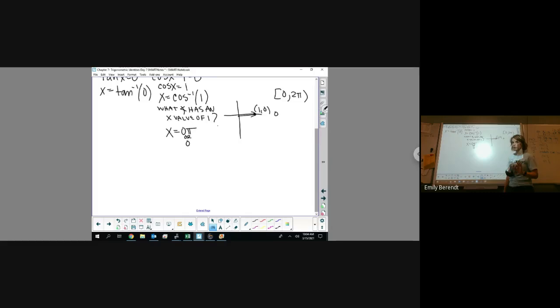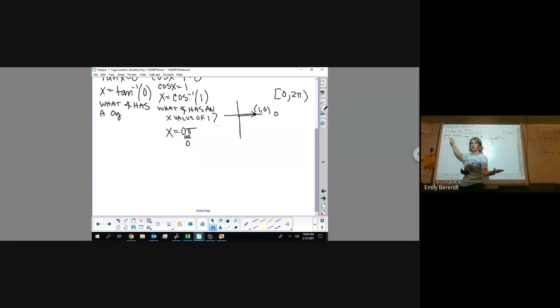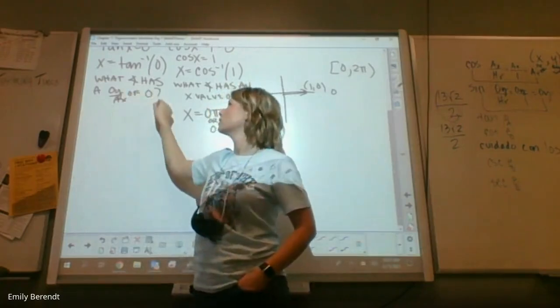So now we go over to the other answer. This one's just a little bit more difficult. This one doesn't just say what angle has a y value or what angle has an x value. This one is what angle has a certain tangent. What do you guys know about the ratio for tangent? Yeah, it's a y over an x, right? Someone wants to know which angles have a y over x of 0.